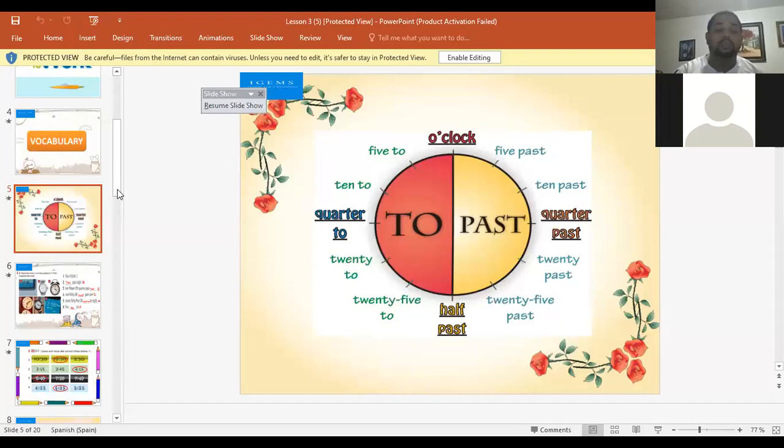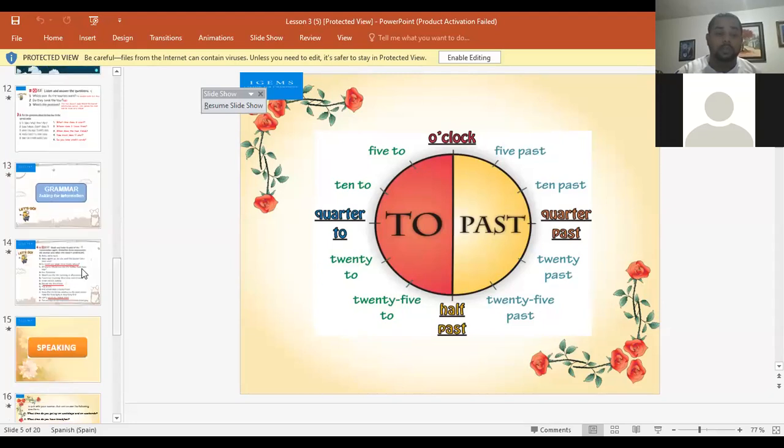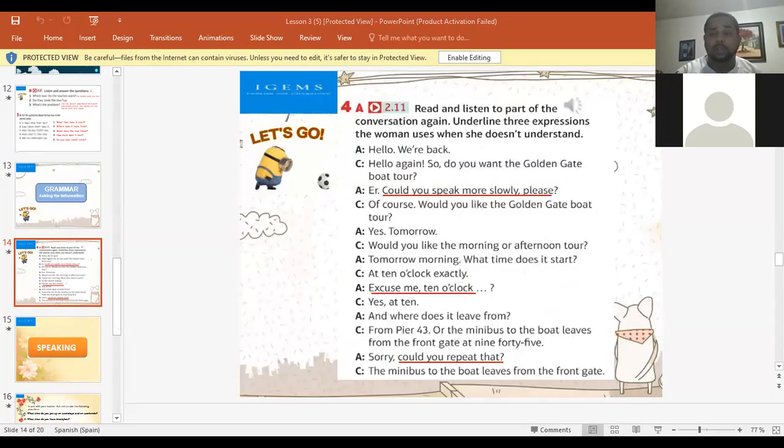Can you see it? No, it's a black screen. Black screen? Yes. Okay, let me see. Can you listen? Okay, listen carefully. Unit 2, recording 11. Can you listen, Ben? Yes, I can.